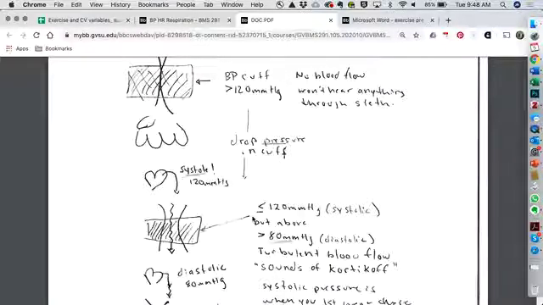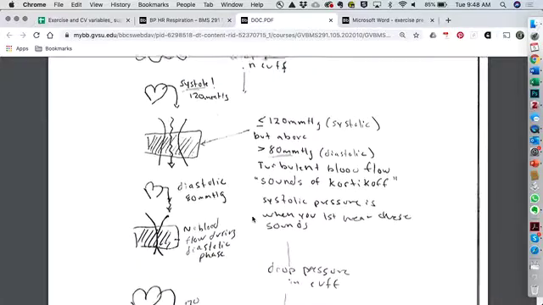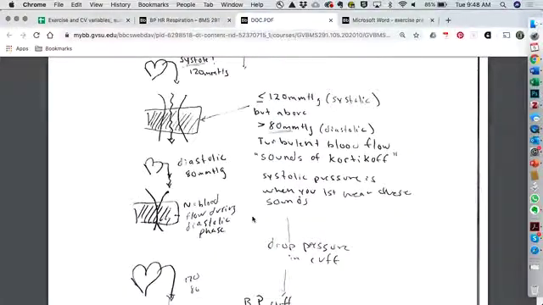is where you're going to actually start to hear the noise, and you'll hear what they call the sounds of Korotkoff, which is this turbulent blood flow. It's sort of squeaking through this constricted brachial artery here. And that turbulent blood flow makes a noise, and you can hear it, and that's what you're listening to. When the sound goes away, that indicates that you've actually reached your diastolic pressure.